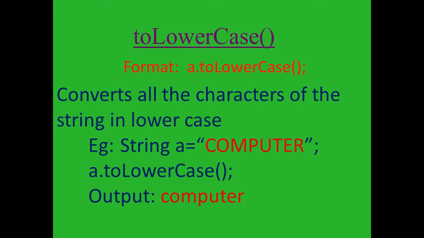In that example, we mentioned a string value as "COMPUTER". First we will write the String data type, then the string variable name, then put the equal symbol. Then within double quotes, we write the string value. After that, close the double quotes, then put a semicolon. After that, if you want to convert into small letters, you should use the toLowerCase function. How to use it? First you write the string name A, dot, toLowerCase with brackets and no arguments, then put the semicolon. Then you will get the output as "computer", fully in small letters.